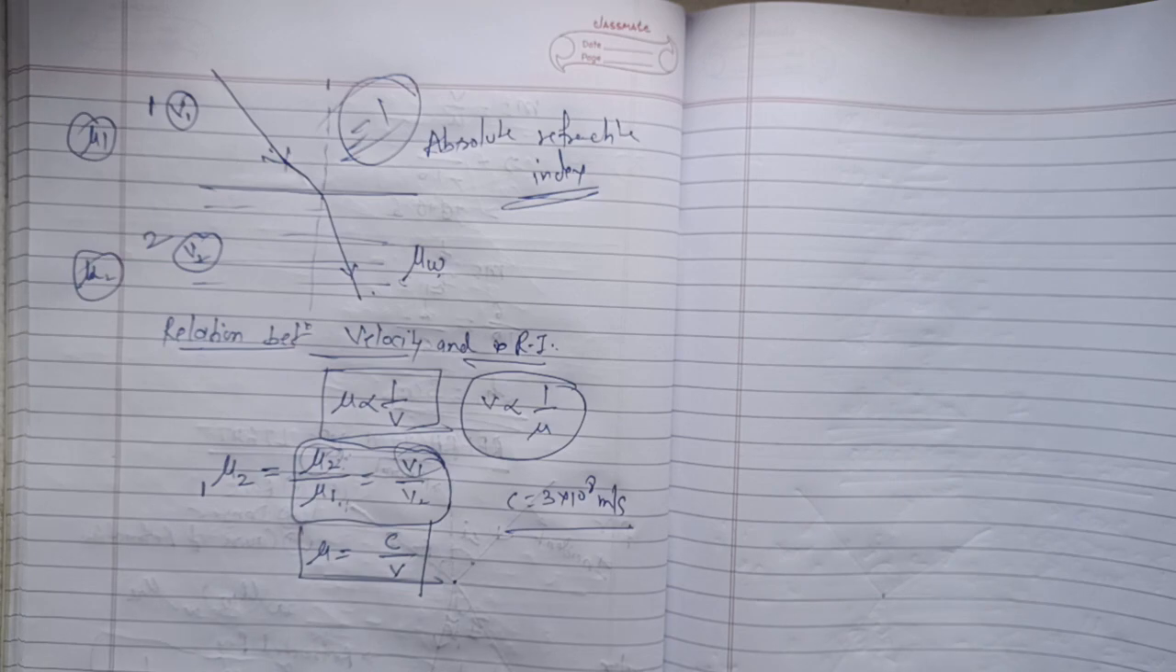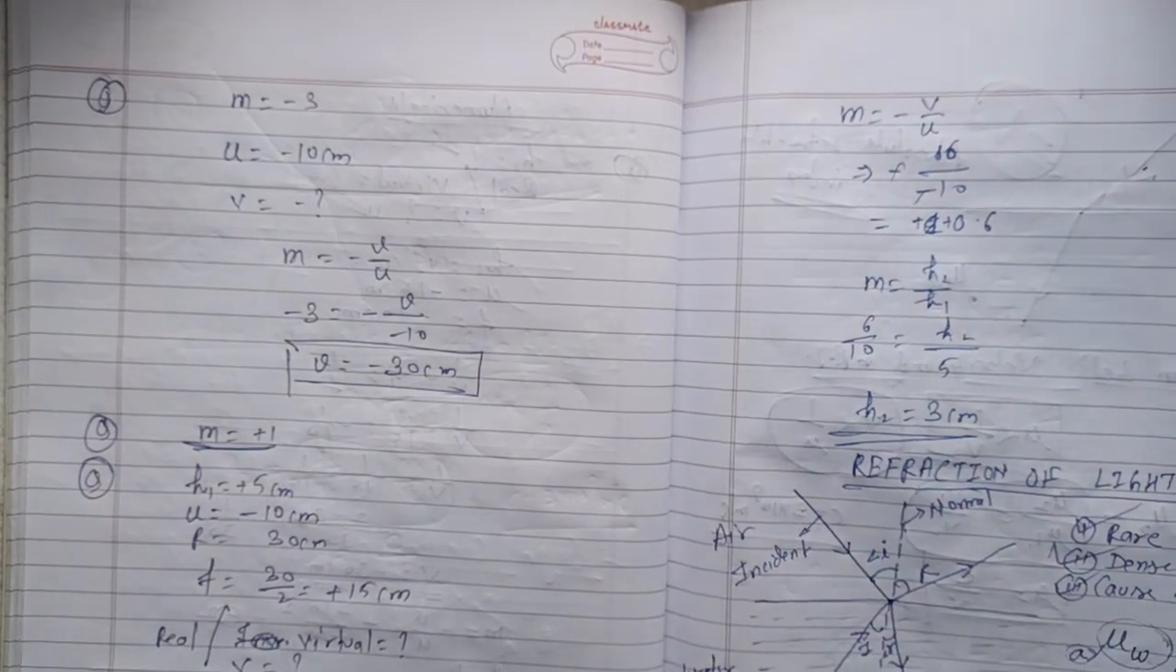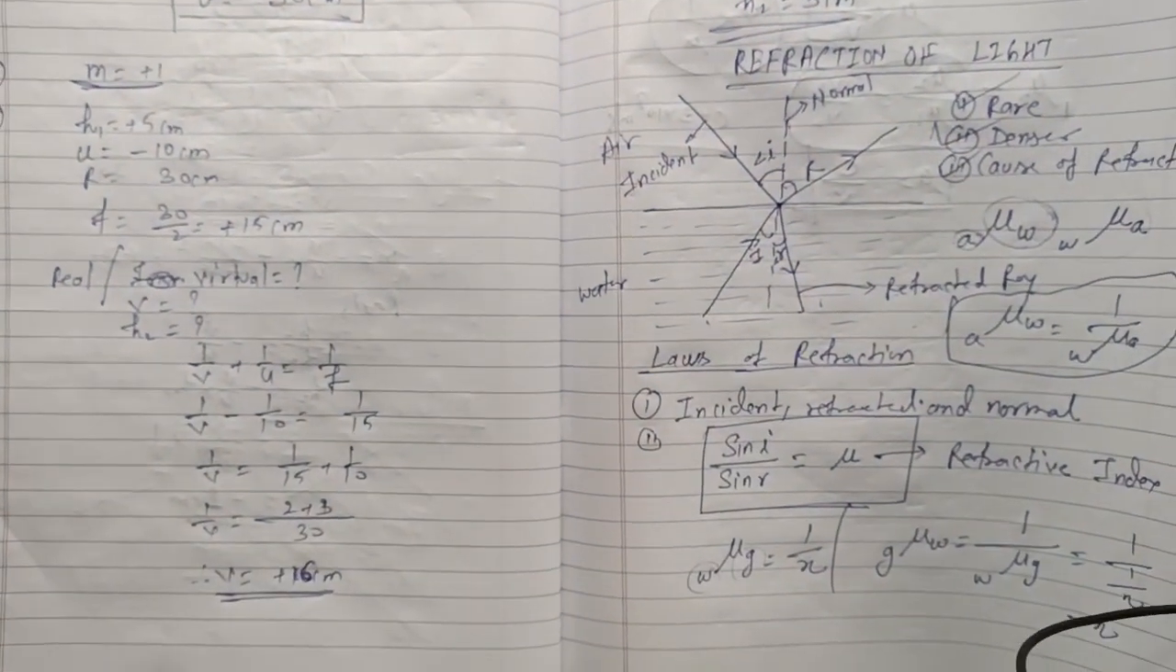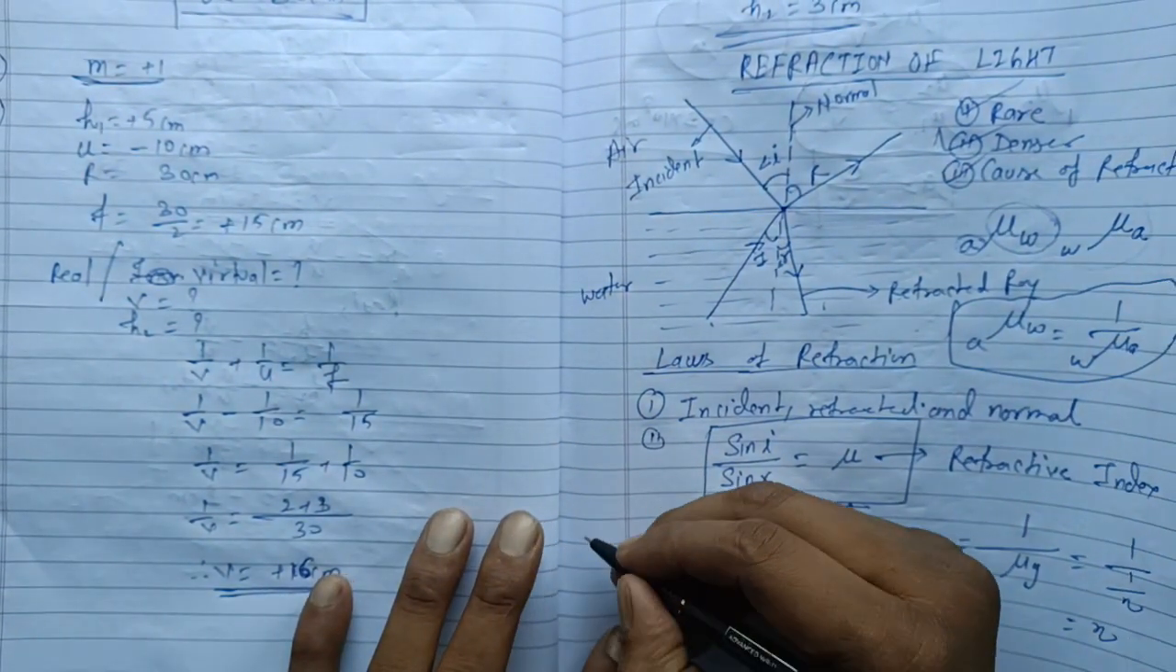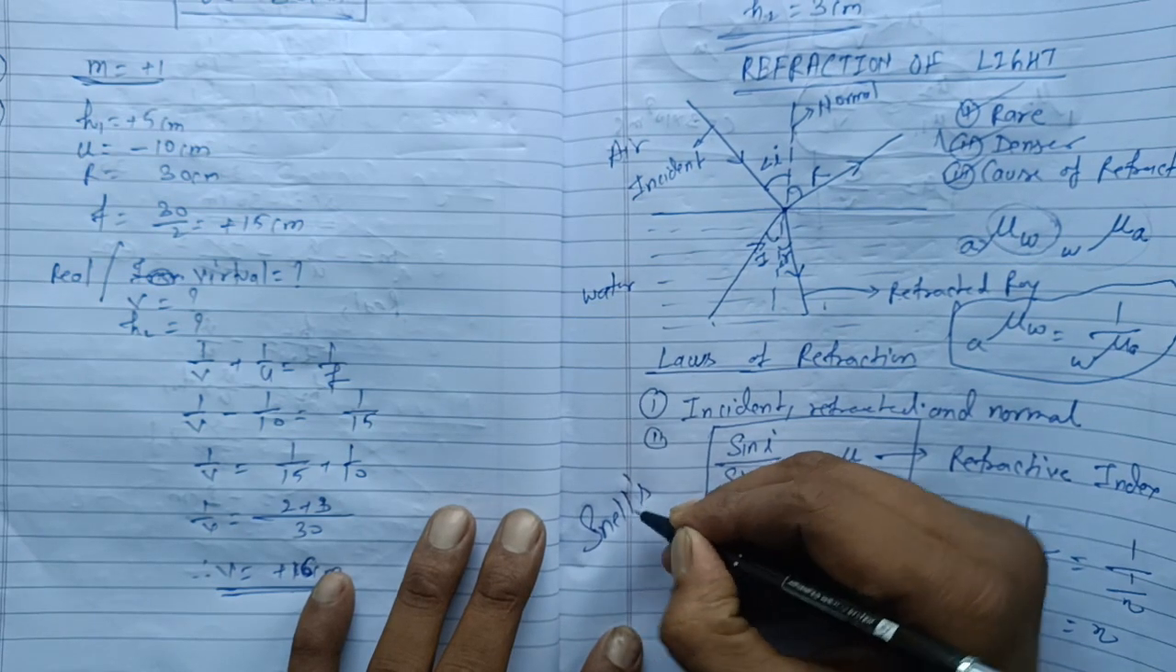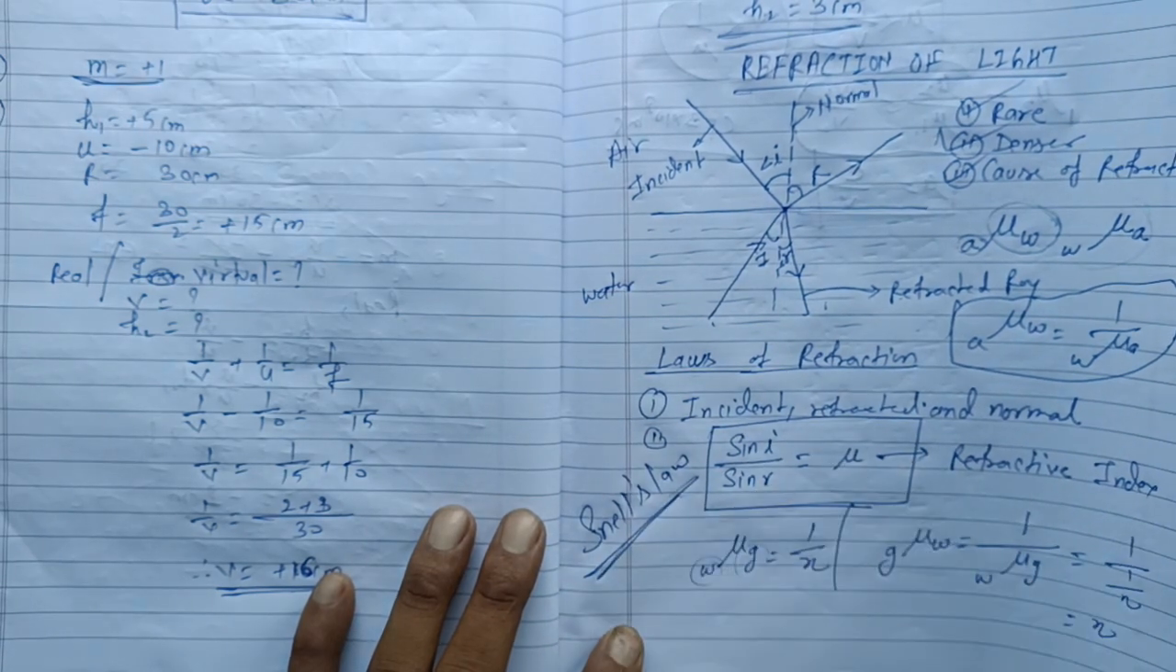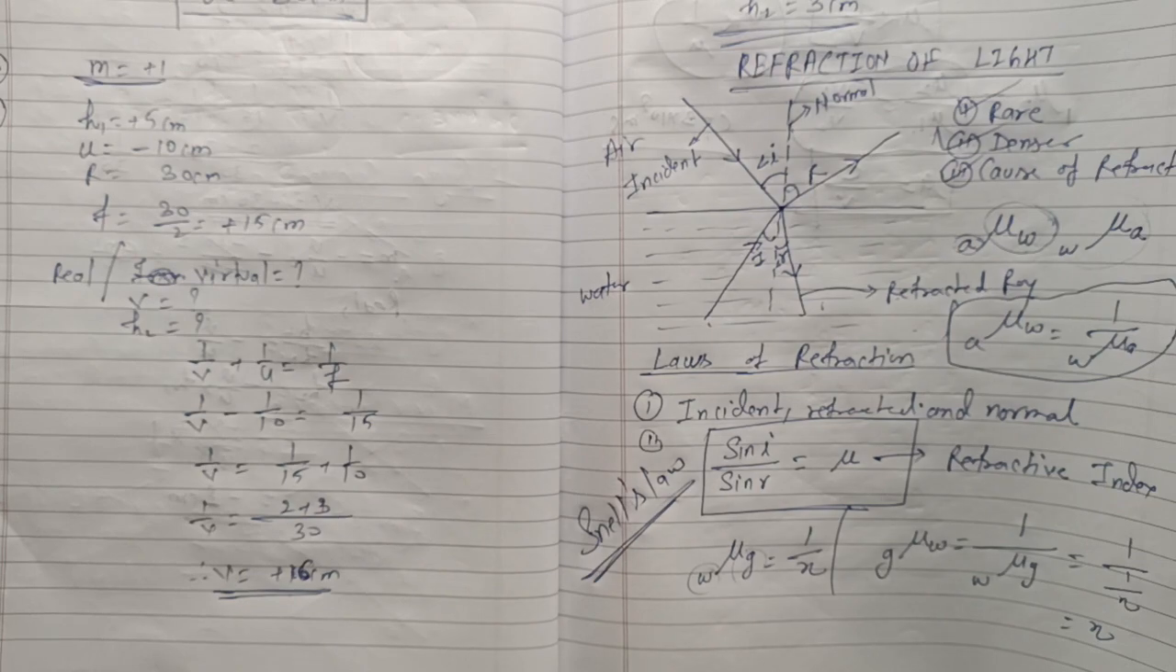So this is all we have studied about refraction of light in denser medium, rarer medium, and laws of refraction. Yes, one more thing. The second law of refraction, which is sin i by sin r, is also known as Snell's law. S-N-E-L-L-S, Snell's law.